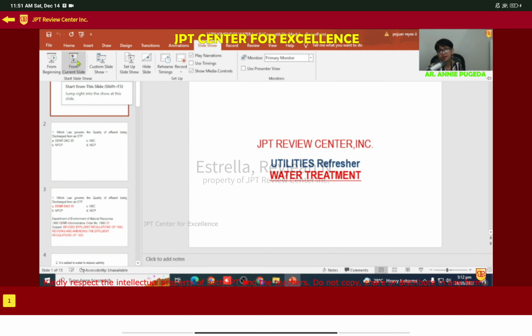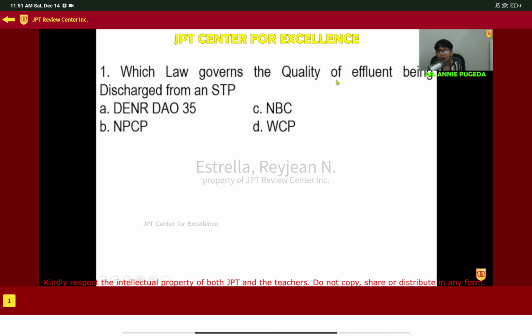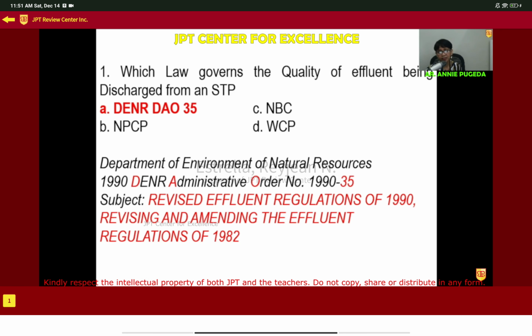Your aim is to become architects. You will be architects by June 2022. Okay? Utilities, water treatment na tayo mga anak. Ayan o, yung dati pa to eh. Quality of effluent being discharged from an STP is governed by DNR. Sila yan. Okay? Abbreviation yan para ganito eh. DNR Administrative Order 1990-35. So, yan po yan.